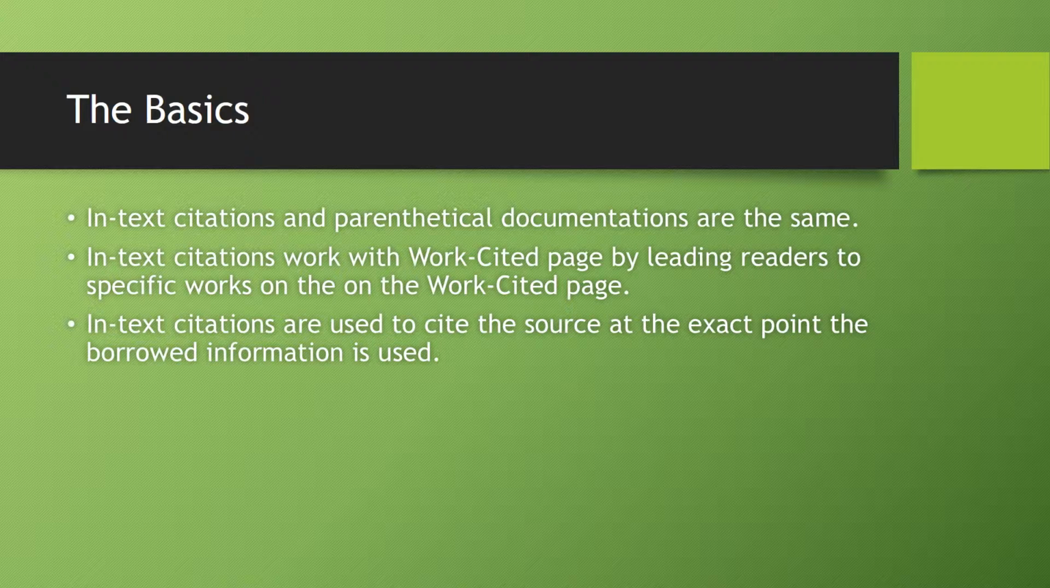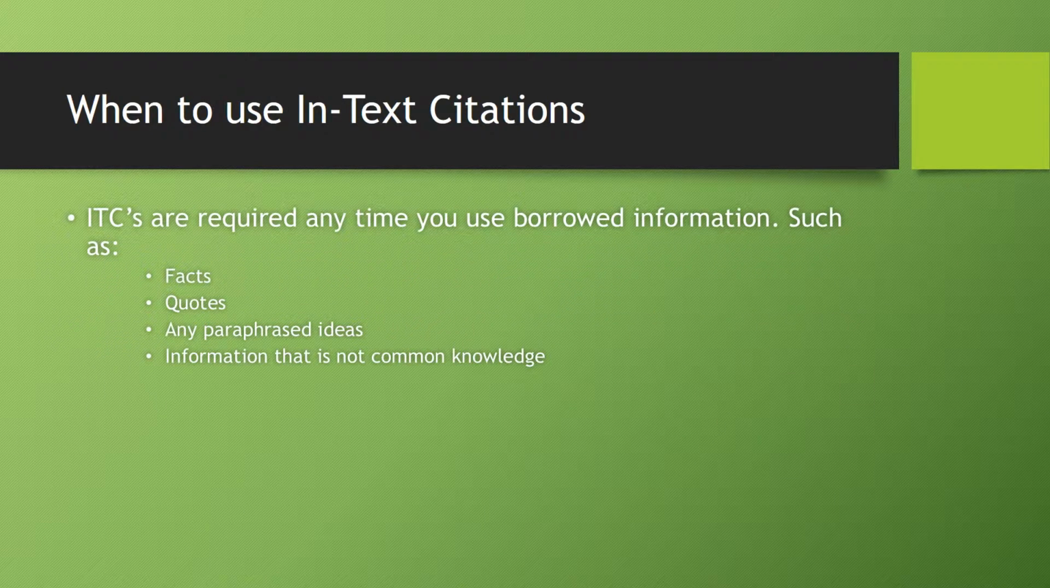In-text citations are also used to cite the source at the exact point that the borrowed information is used. When to use in-text citations? In-text citations are required every time you use borrowed information. So any idea, fact, or quote, paraphrased ideas, anything that's not common knowledge, is when you want to use an in-text citation.